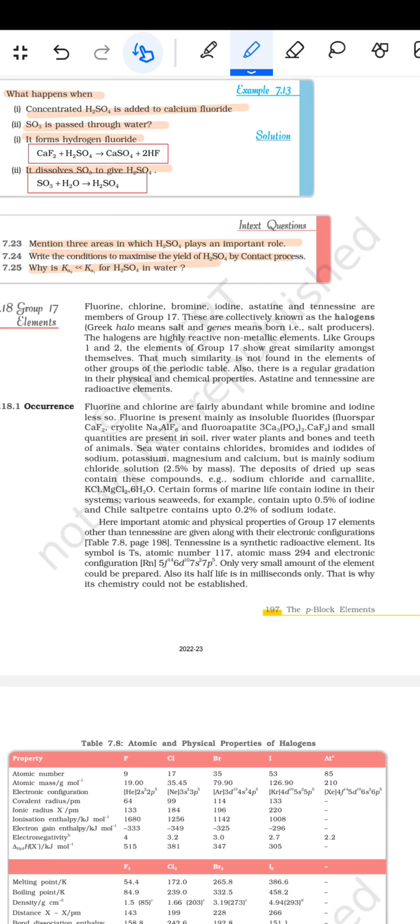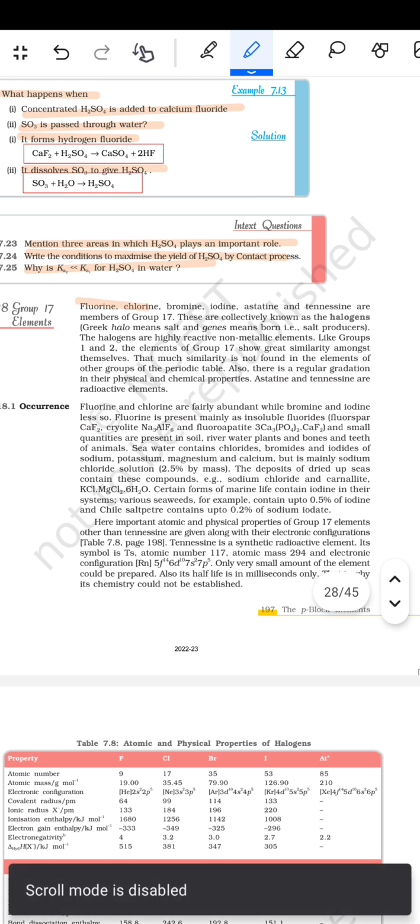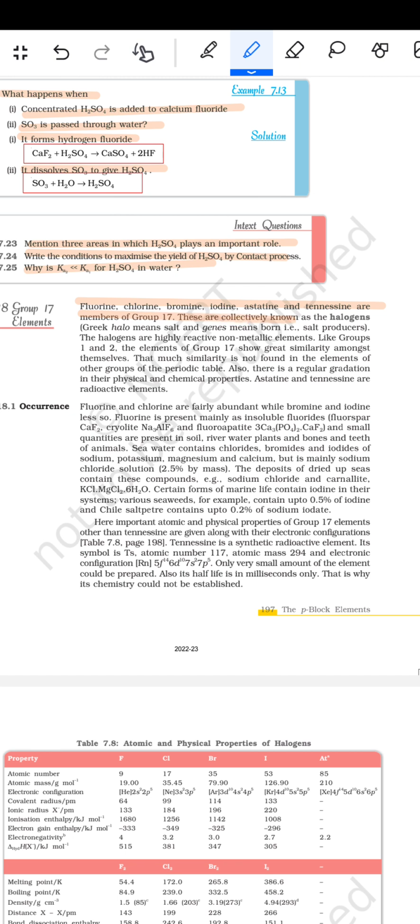Group 17 contains the elements fluorine, chlorine, bromine, iodine, astatine, and tennessine. These are collectively known as the halogens. In Greek, halo means salt and gens means born.